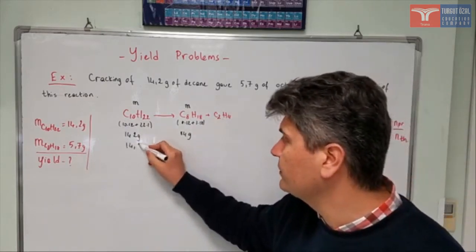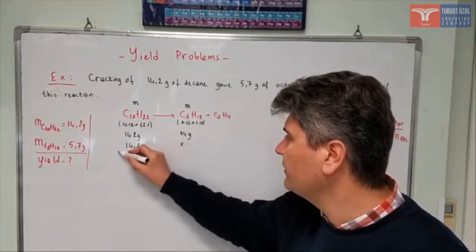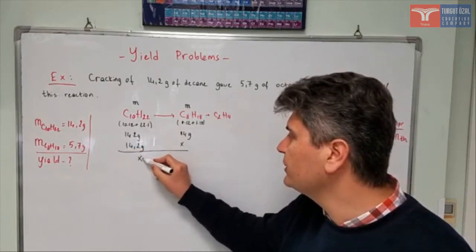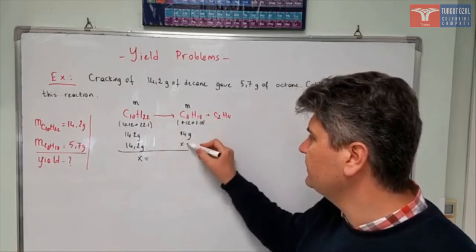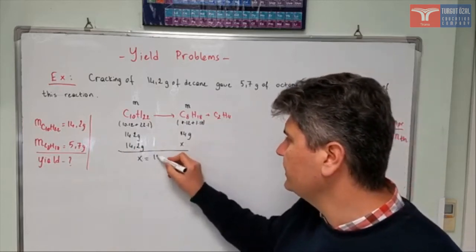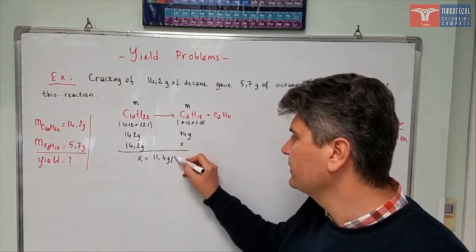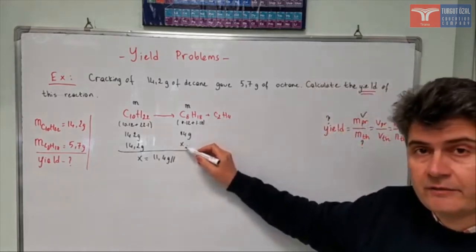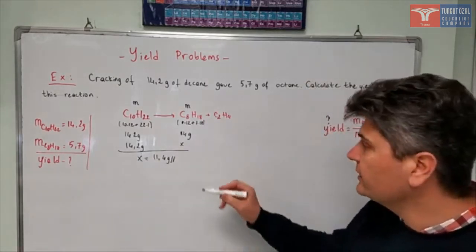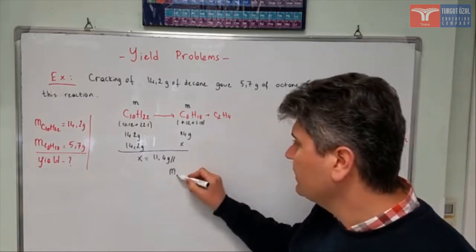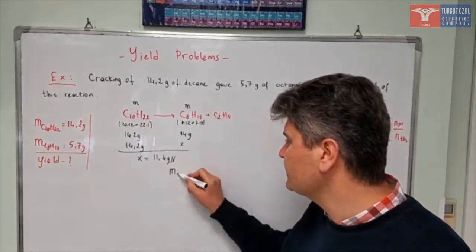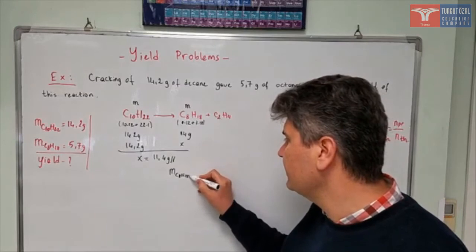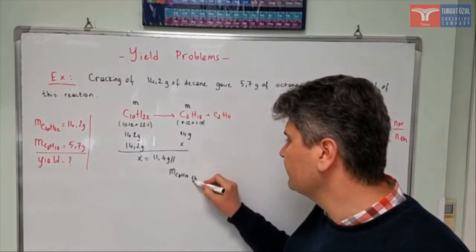So 14.2 grams should give how much? It should give 10 times smaller. So it's going to be 11.4 grams. It should give this much in theory. This is my octane's mass, C8H18, but this is the theoretical mass of it.